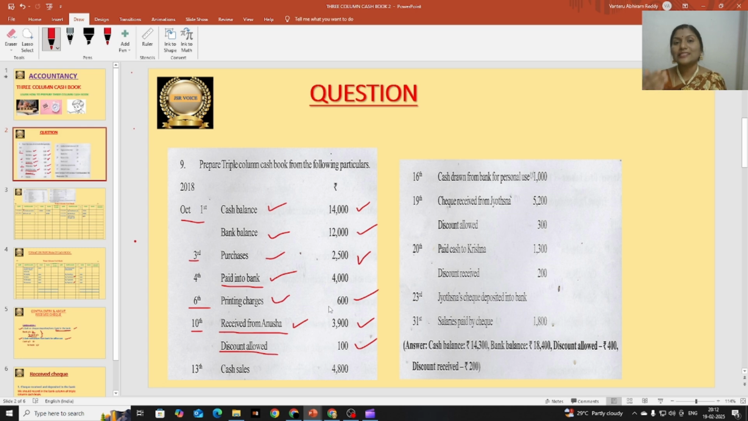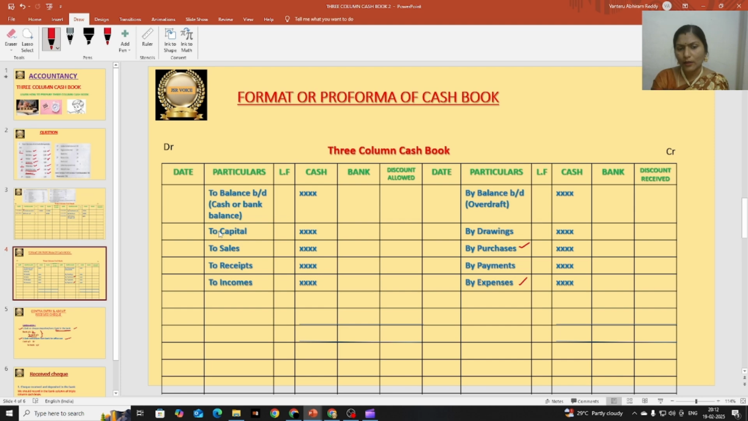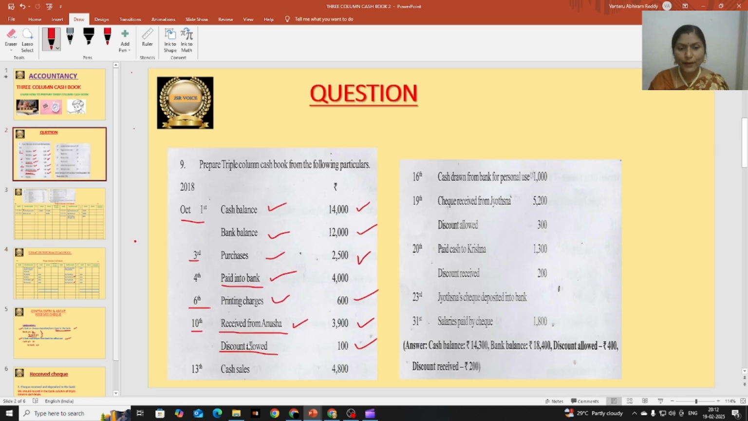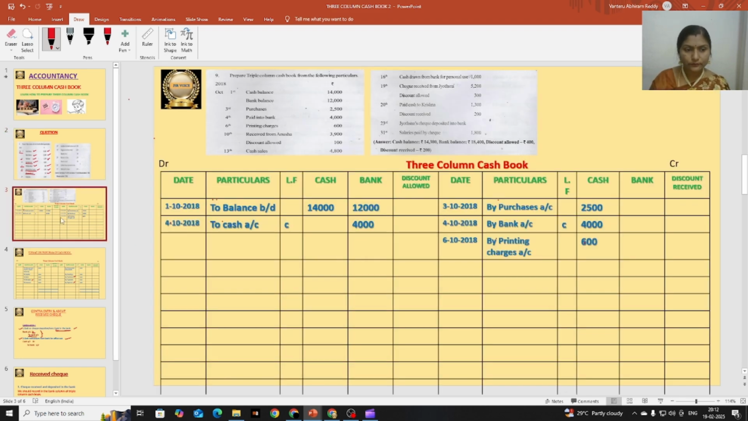Here it is: received from Anusha 3900. So all receipts we record on the debit side. You can see here all receipts we are going to write on debit side. This is the format that I discussed with you in the previous video. So receipts always we record on debit side. Now this is received from Anusha. Business is receiving, so receipts we will record on debit side. Discount also is given, 100 rupees. We will record that also on 10th date. So let us go and record there. This is our solution. So we will record on debit side.